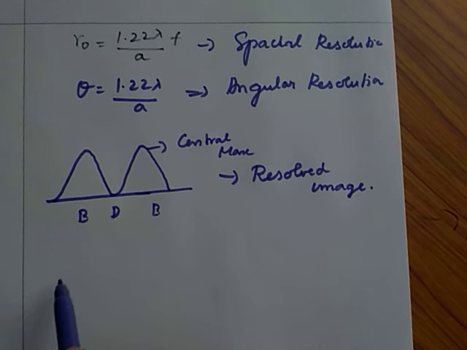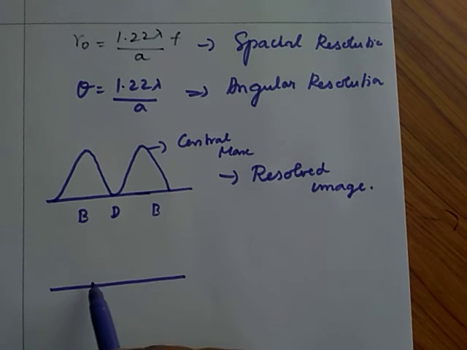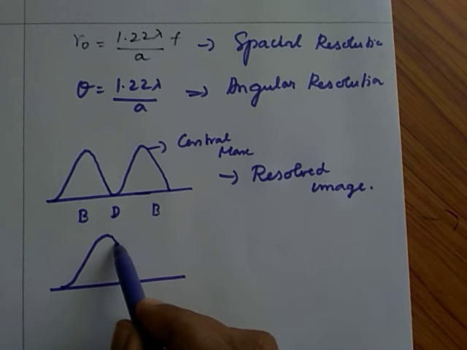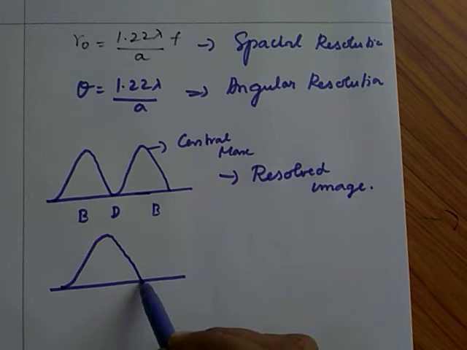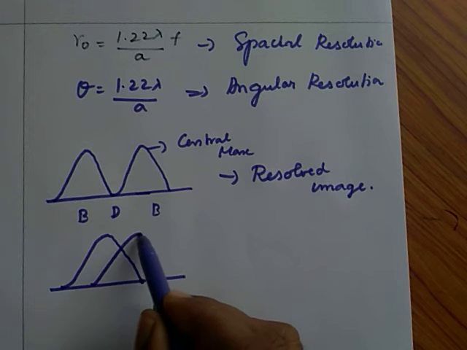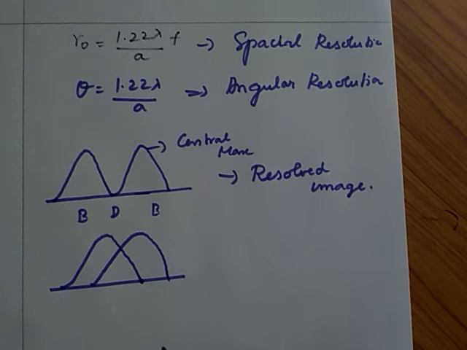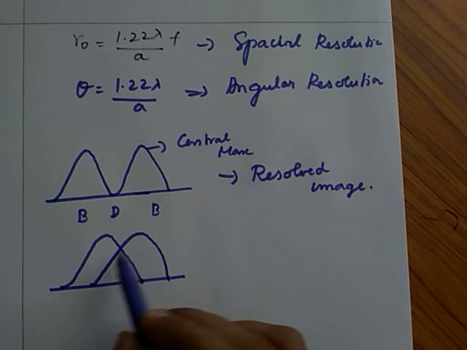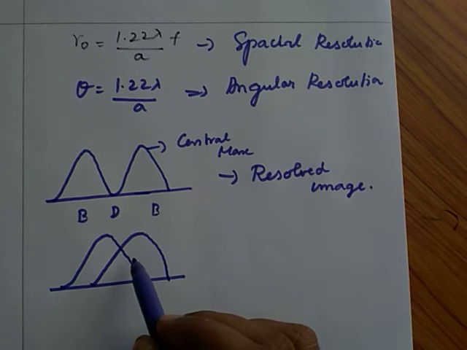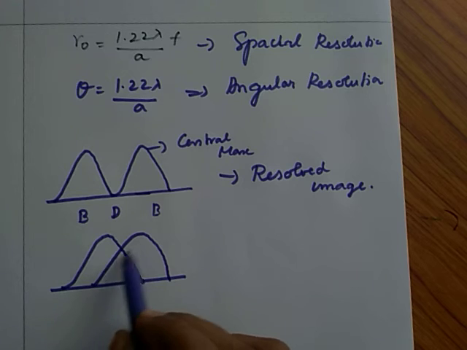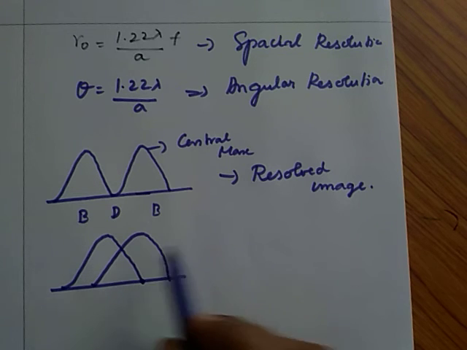Next case: here is the central maxima of one image, and here is one more image. These two images are overlapped. Here there is no dark band, so this is an unresolved image.